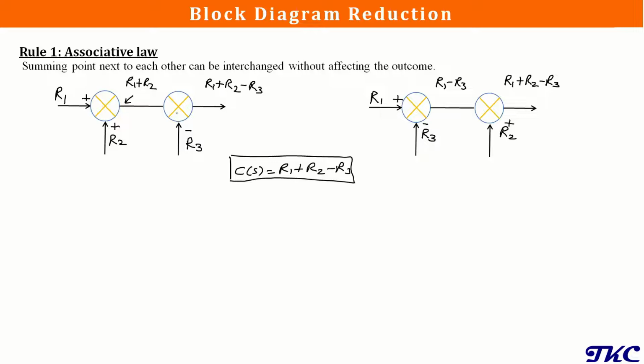The thing that you have to always keep in mind is that the summing points you are considering should be next to each other. We should not have any block in between or any takeoff point in between. Otherwise you cannot use this rule. So in order to use this associative law, the summing points need to be next to each other. This is a very important thing that you have to keep in mind.